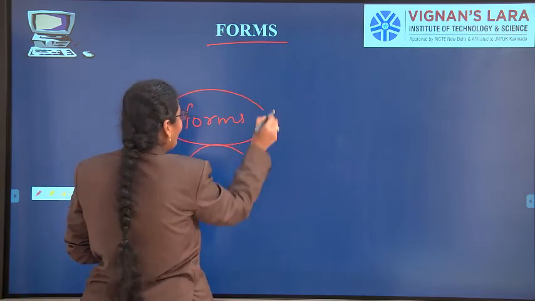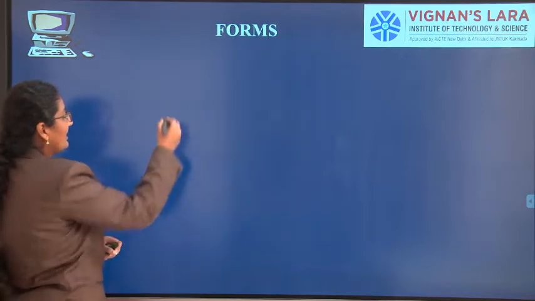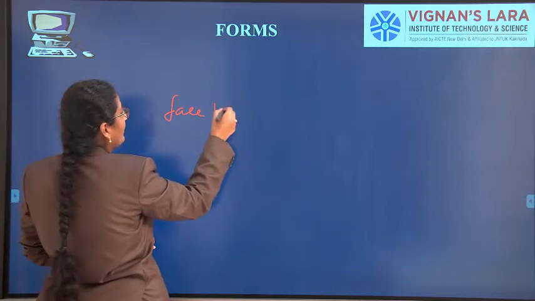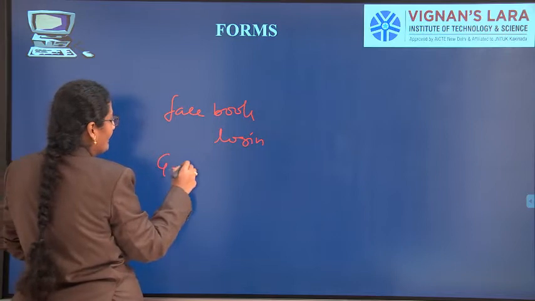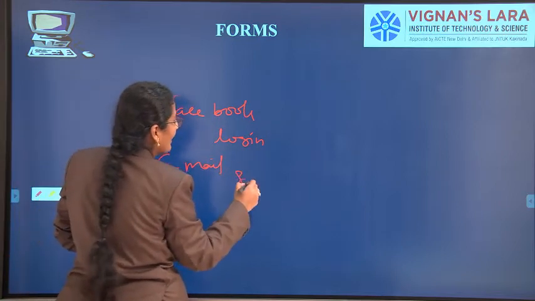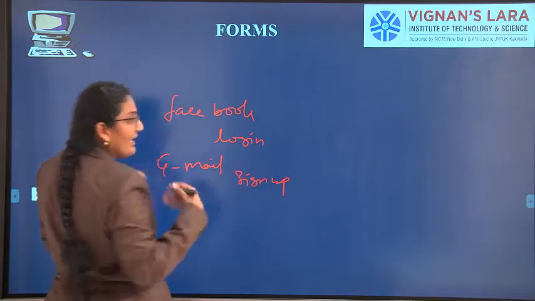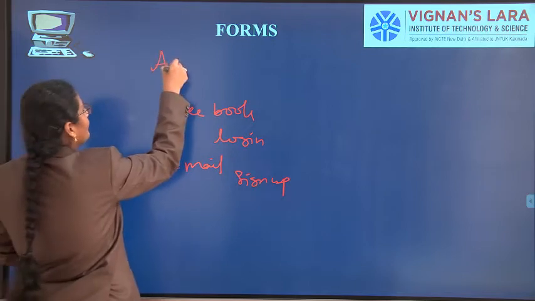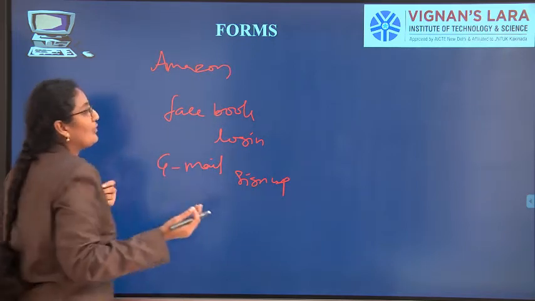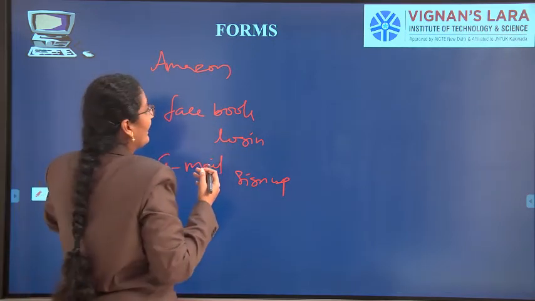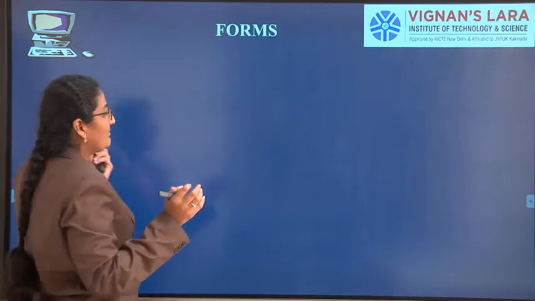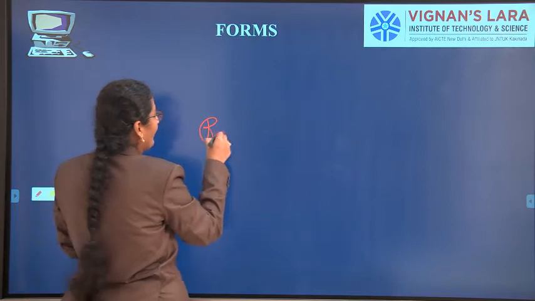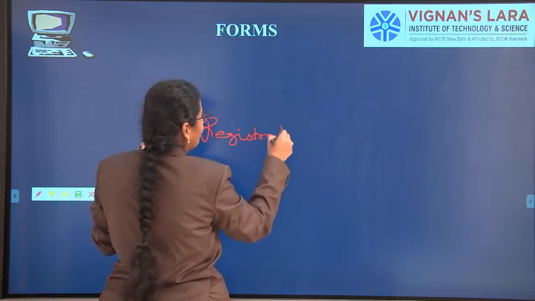So you all know what a form is. See, if you want to open Facebook, you will get a login page. If you want to open Gmail, you will get a sign up page. Like that, if you want to open Amazon or anything, it will definitely direct you to a login page or a sign up page. So forms can be a registration form.